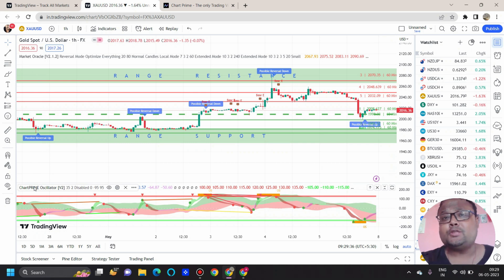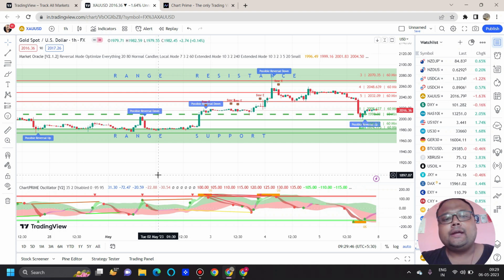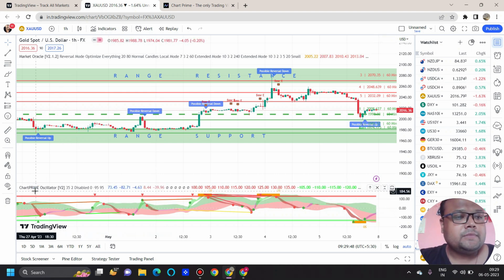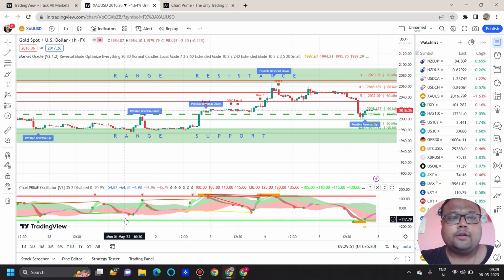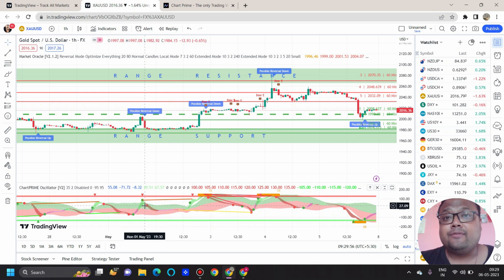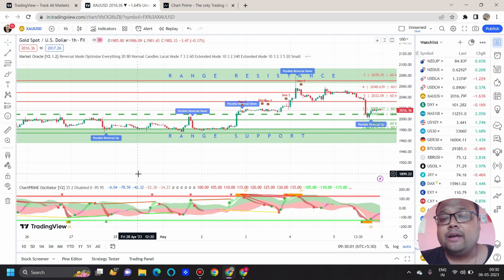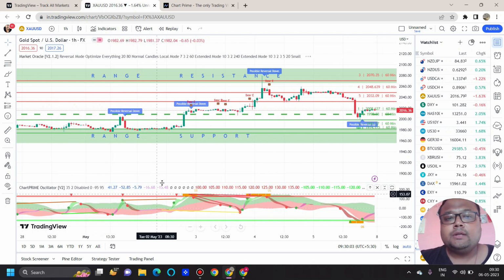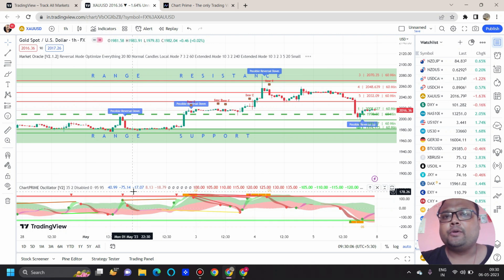The oscillator is also one of the most amazing tools of ChartPrime if you know how to trade on divergence. Instead of RSI or stochastic RSI, you can use this tool, the ChartPrime oscillator. It also generates overbought and oversold levels, and it shows you the divergence. So you don't need to put in extra effort to find divergence. The indicator does the job for you. It shows you small divergences, big divergences, hidden divergences. It's an awesome tool.